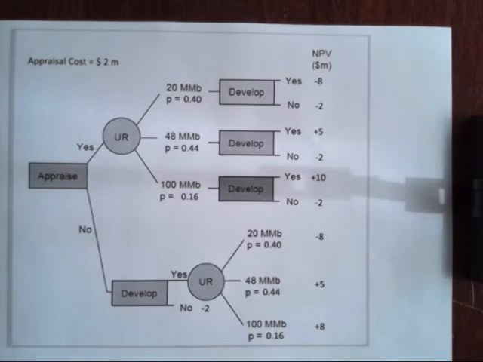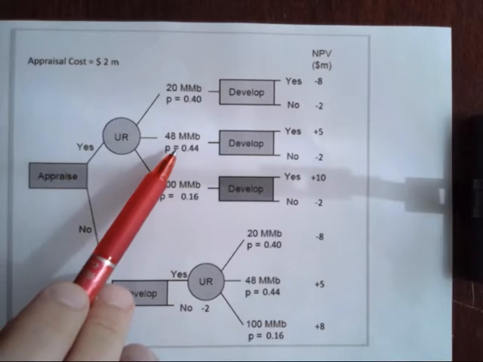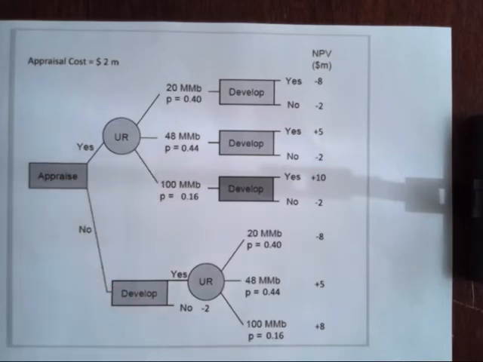So just to refresh what's going on here, we have a set of data. We have three probabilities for three separate possible values for the amount of oil that's in the reservoir. We see here we have a 40% chance that we have 20 million barrels, a 44% chance that we have 48 million barrels, and a 16% chance that we have 100 million barrels.